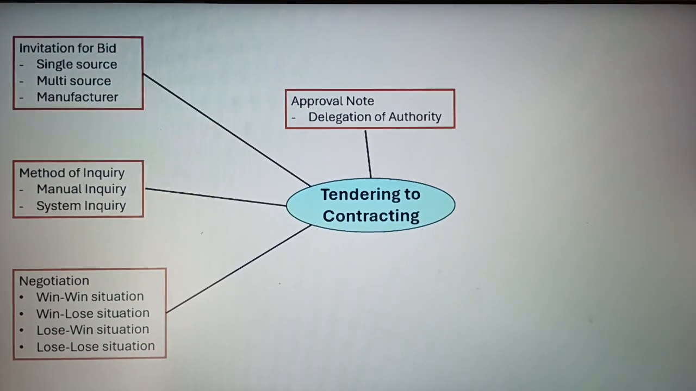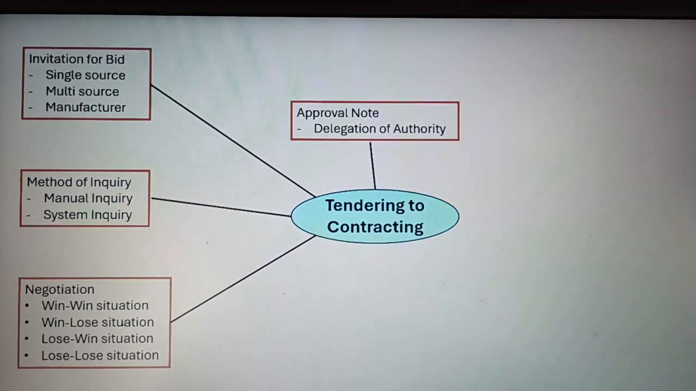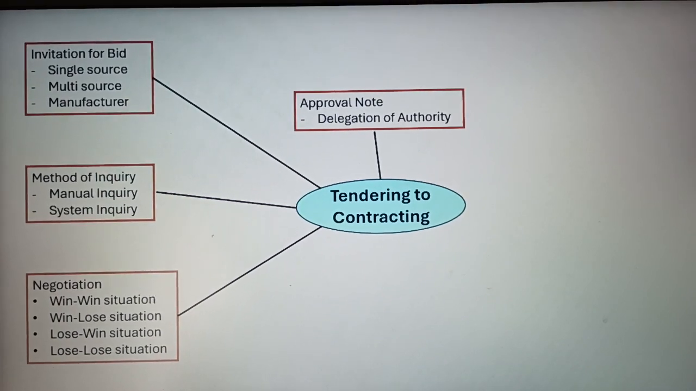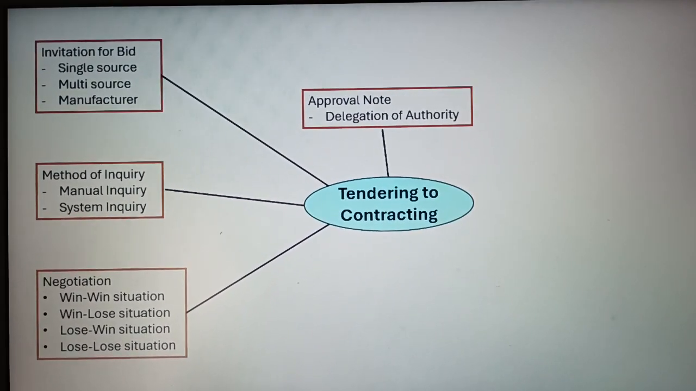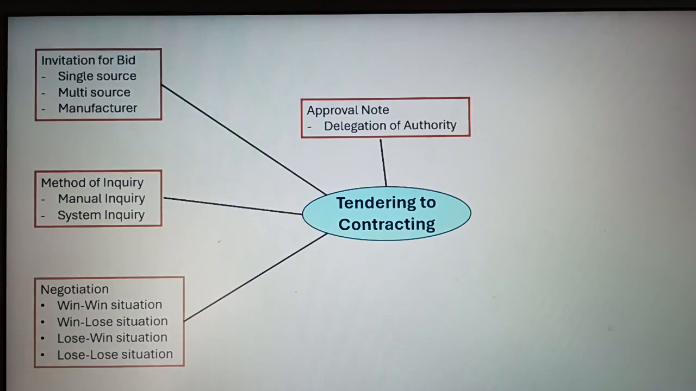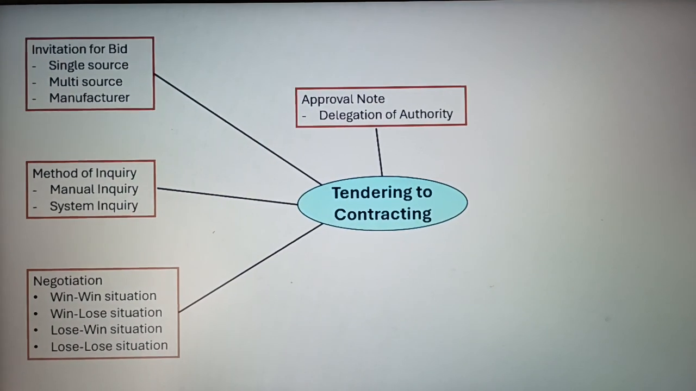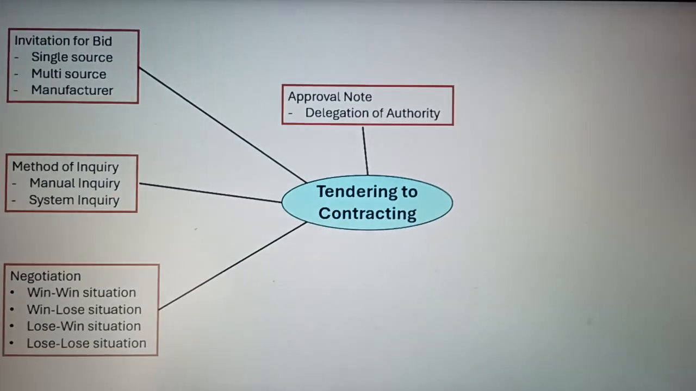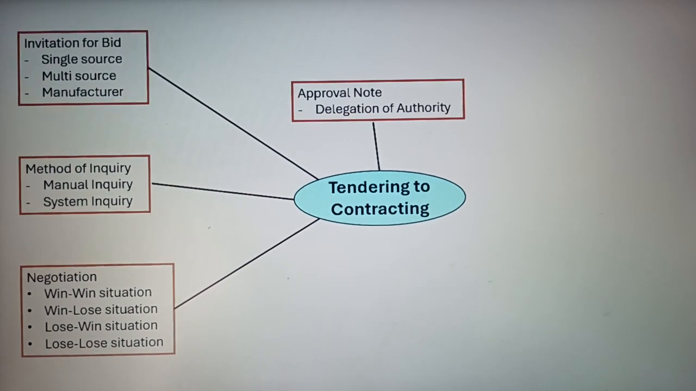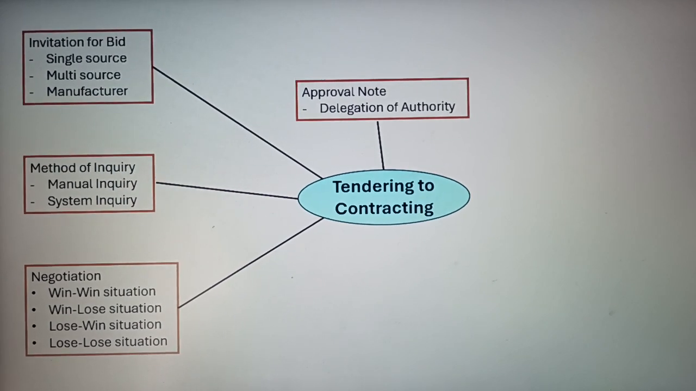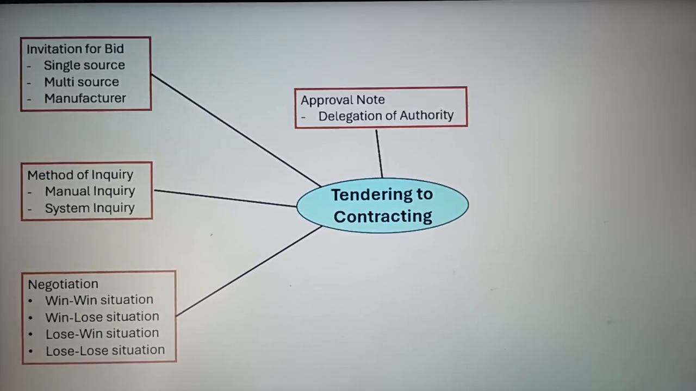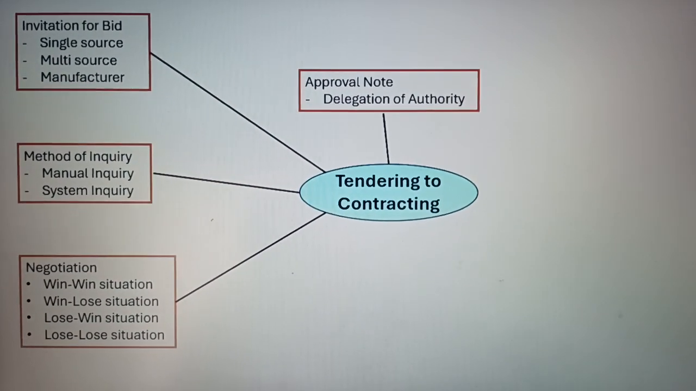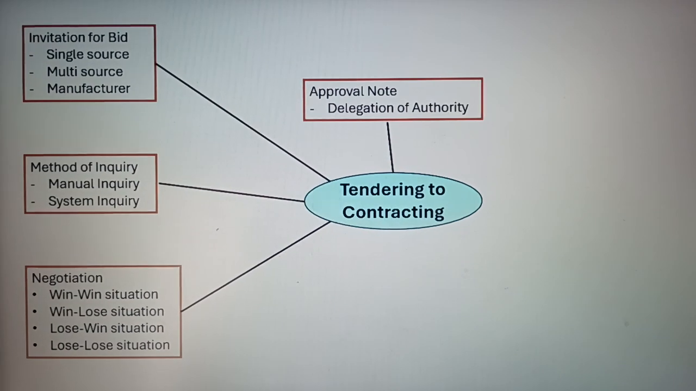In that there is a delegation of authority. What is the meaning of DOA? Delegation of authority. In the delegation of authority, it is mentioned which designation and which person has how much credit or debit authority, according to the DOA.